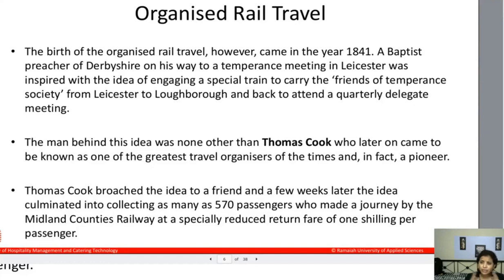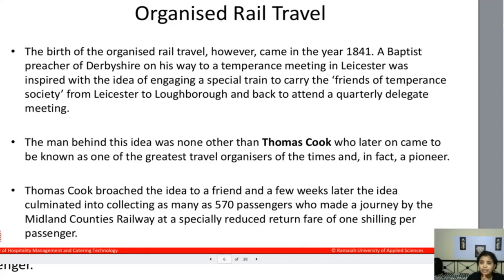Thomas Cook, when he was walking in one of the streets, thought, why not organize a rail travel for these groups with some commission, and reduce the burden of booking tickets or taking care of their families. So this idea was broached, and then he got a good response. He had 570 passengers who took the journey from Leicester to Loughborough.